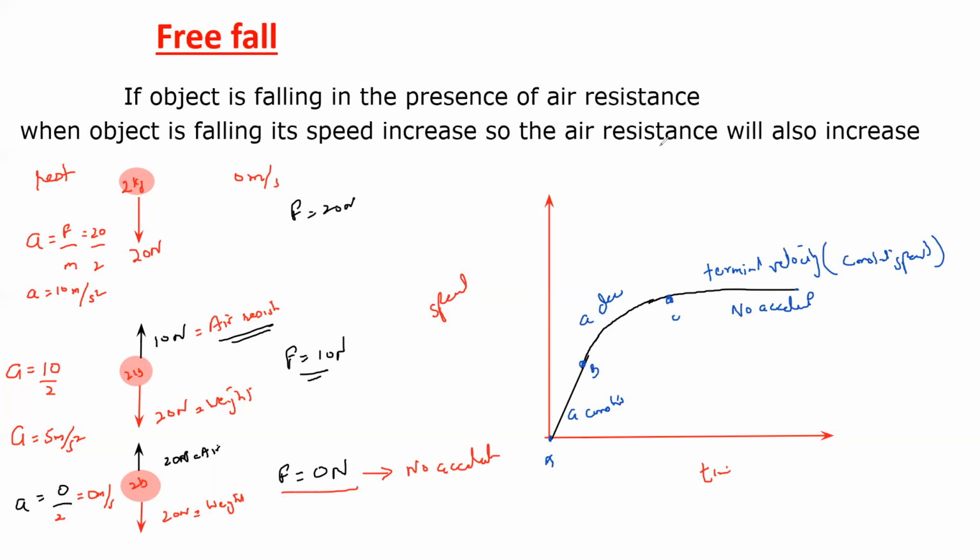So this is what happens for an object falling under the influence of air resistance. If there is air resistance, the acceleration is initially constant, then decreases, then becomes 0. But if there is no air resistance, then the acceleration will always be constant. Is this graph clear?